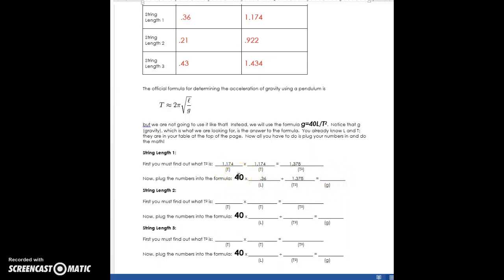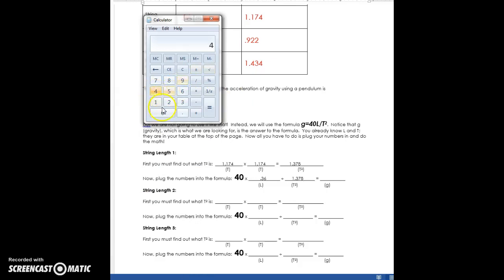The other most common mistake that I see is that students just forget to multiply by 40 and then they wonder why they're living in microgravity on Earth when it doesn't feel like it. We need to remember to multiply by 40. So here we go. We're going to do the math again. 40 times my string length, which in this example is 0.36. Yours is obviously different. I get an answer for that.